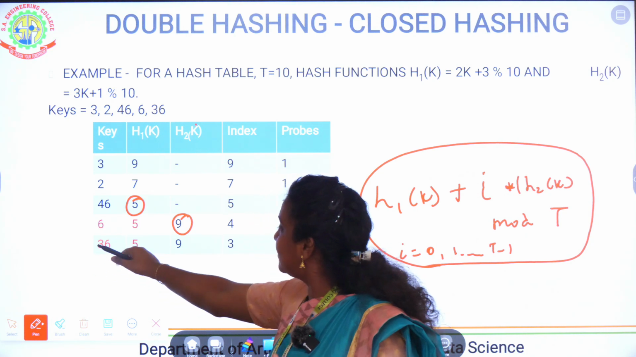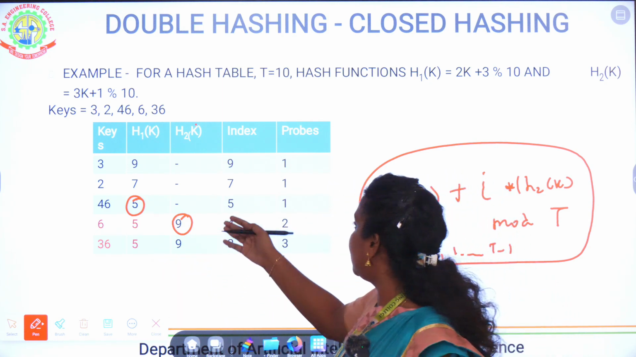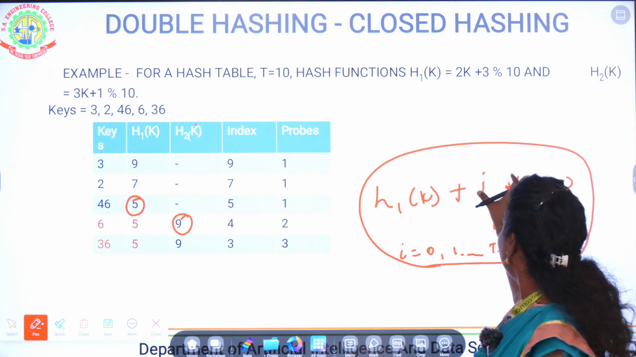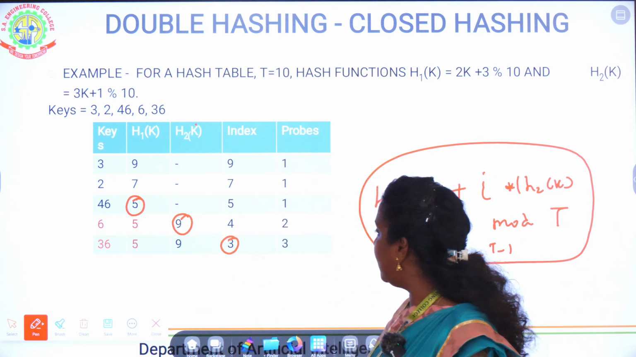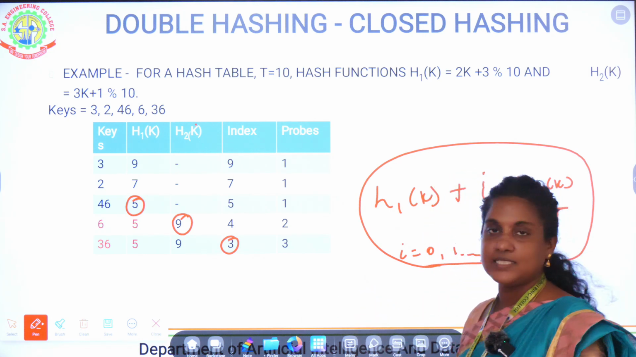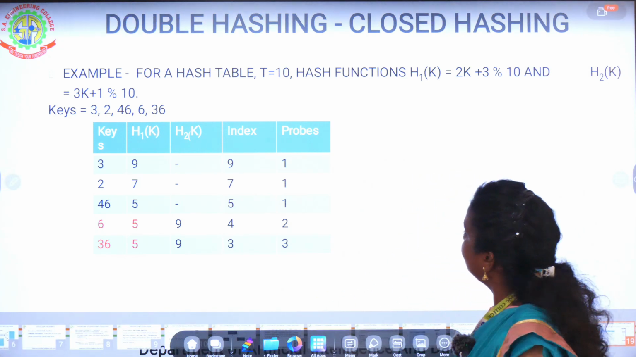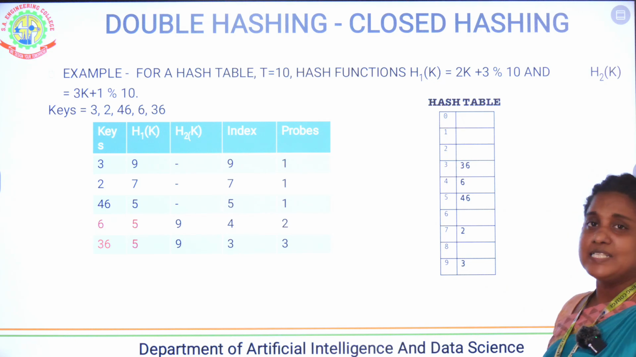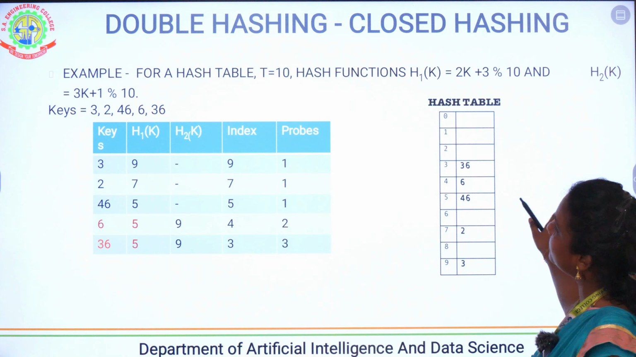While storing the 36, obviously a collision occurs, so we are getting help from the secondary function. By using this formula, we are finding the index value 3, but here it is taking 3 times to search the next free slot. So this is the resultant hash table for this particular example.